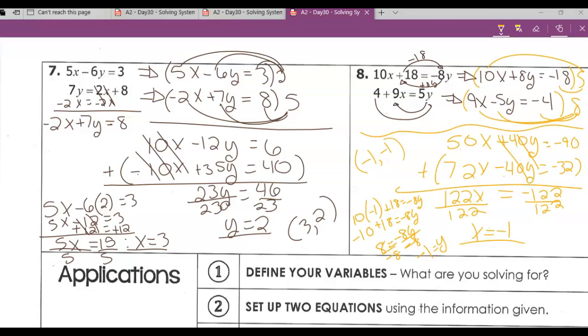A lot of work for that one. So those are your first 8 examples. We'll deal with the applications examples later, but go ahead and write this down and then feel free to ask for clarification on any of the steps that you see here.